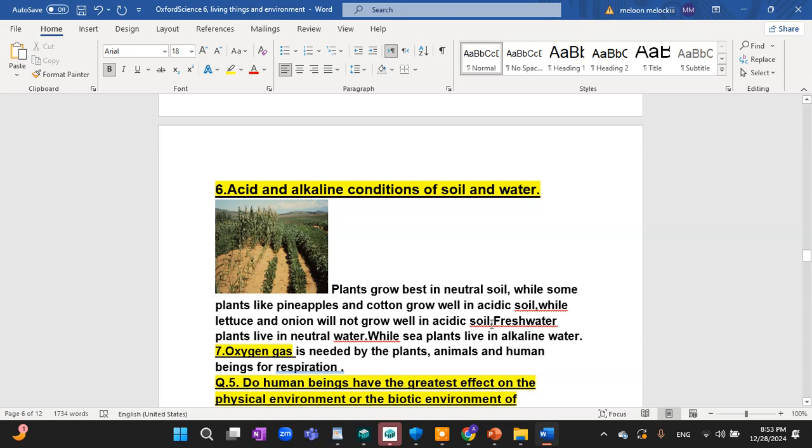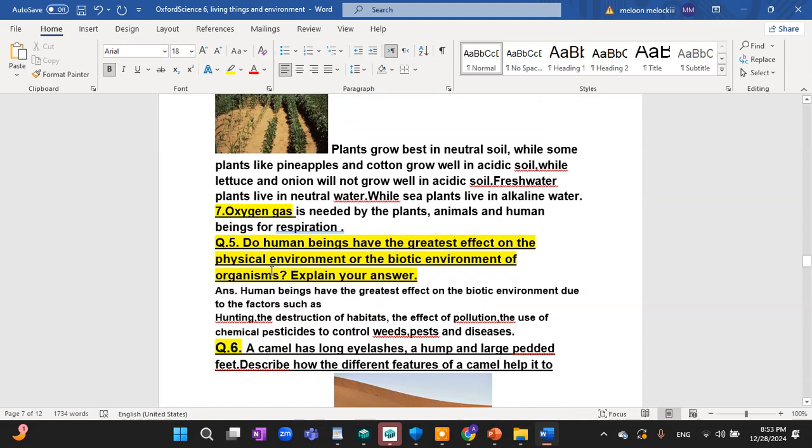Freshwater plants live in neutral water, while sea plants live in alkaline water. Next factor is oxygen gas. It is needed by the plants, animals, and human beings for respiration.